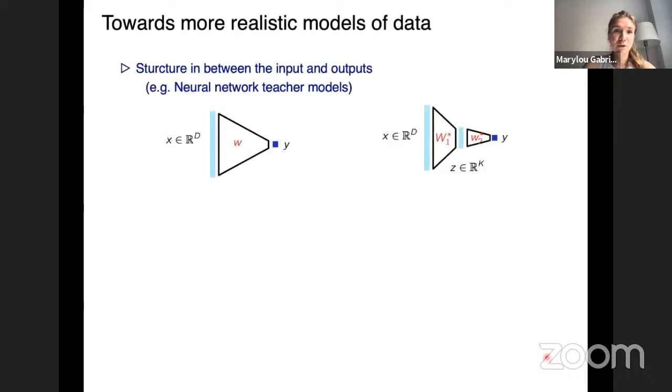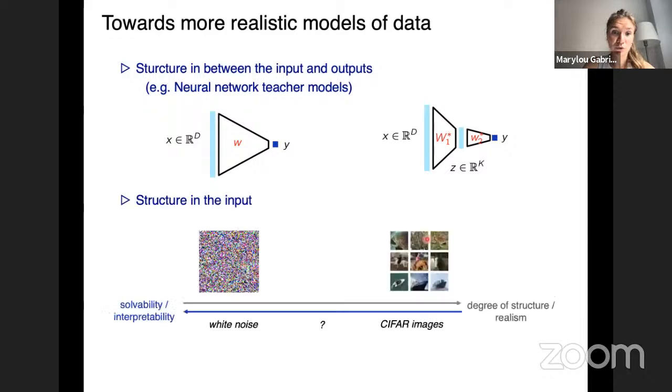So far, when we're considering structure in the data, what we've been changing mainly is the structure between the inputs and the outputs. Pretty much what we've been doing is choosing teacher models that were neural networks, either a simple perceptron model or maybe a committee machine. Now, what we could do is also be interested in the structure within the inputs. And the structure within the inputs so far has been mainly completely random, so either binary random or random white noise.